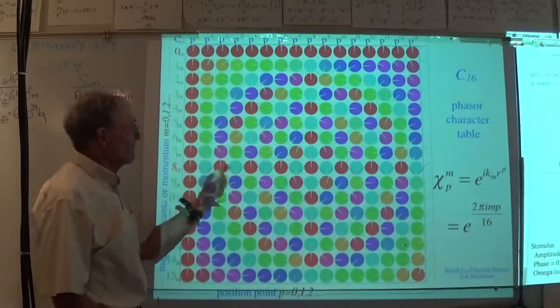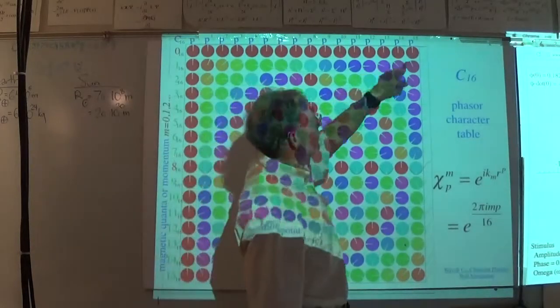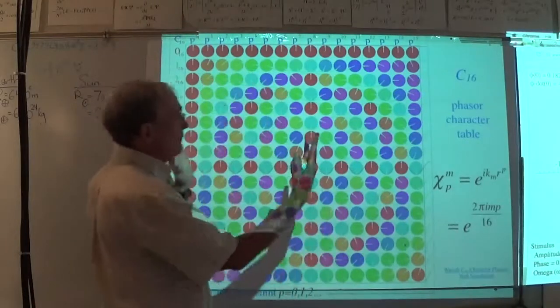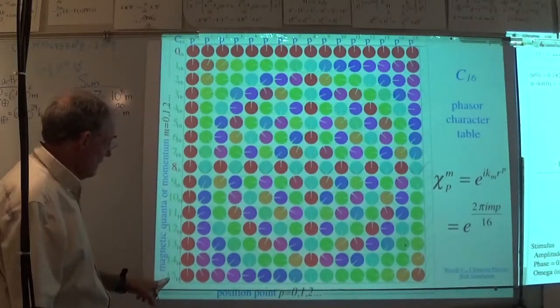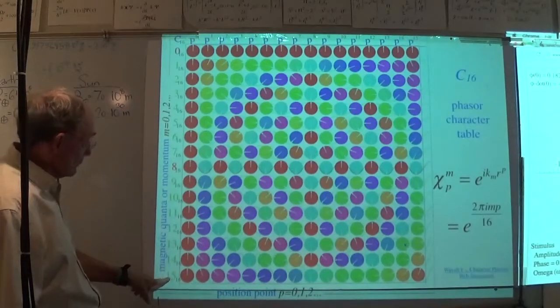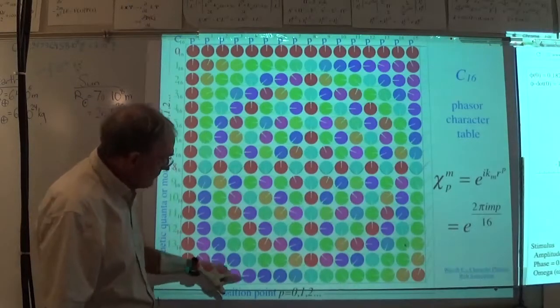They're just up, down, up, down, up, down, up, down. This guy right here is just one kink, k equal 1, for the whole lattice, okay? And this guy down here, 15, that's minus 1 modulo 16. Look at that. Same thing, except it's going backwards.